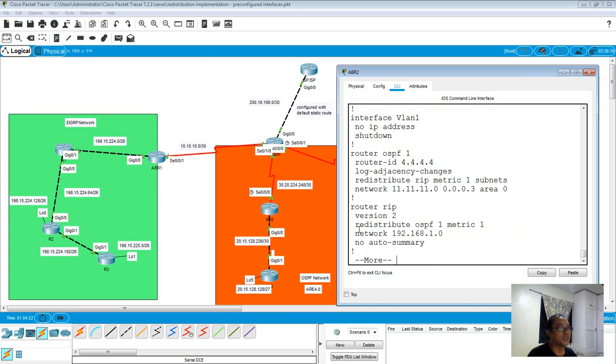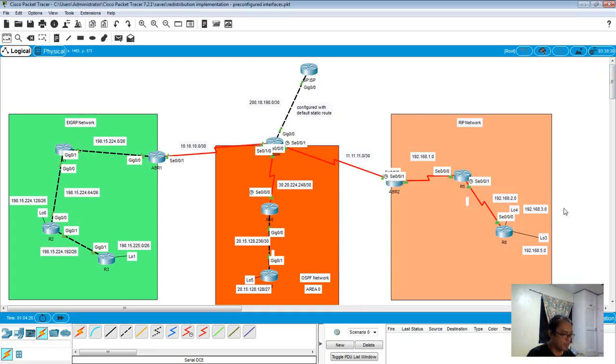Okay, from RIP 2, we have already redistributed OSPF into RIP. So let's try to ping. Ping this one to this one. Okay, successful. This one to that one, it's successful already. So this one, ping this one. Okay, this one, ping that one. Okay, this one to ping that one.